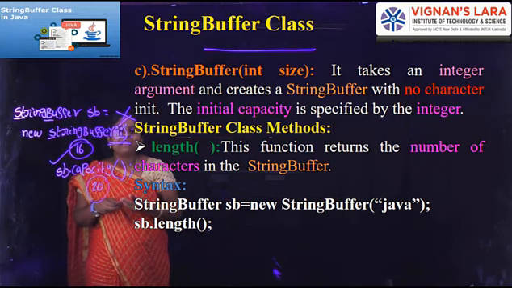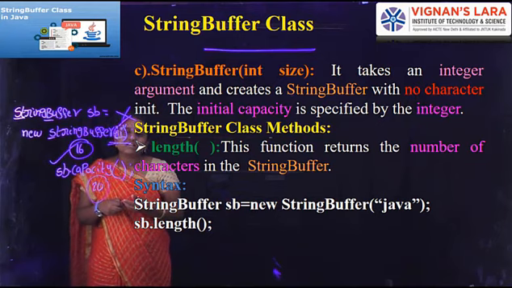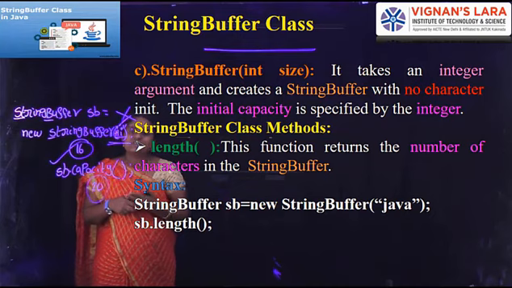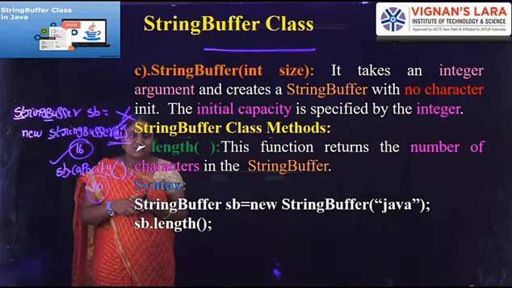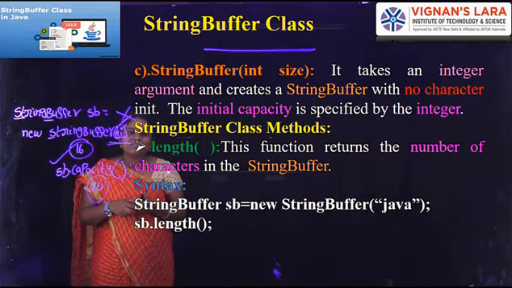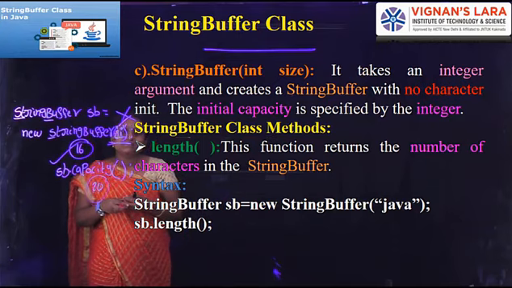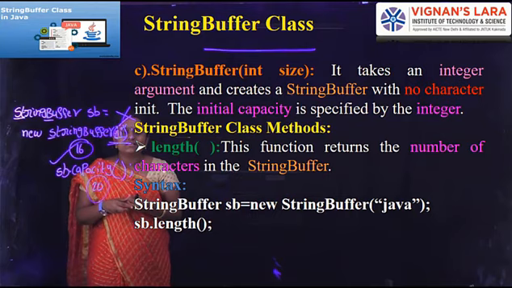The StringBuffer class provides three constructors. The first is the default constructor. The second is StringBuffer, where we have to pass one argument of string type. The next one takes an integer argument, where the data type is int, and it specifies the size.